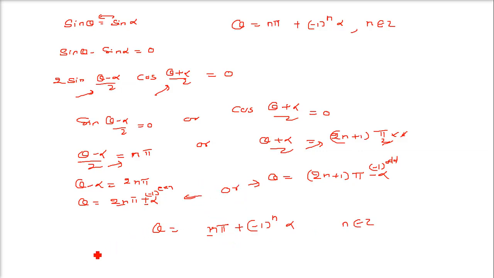Now if you talk about cosec theta equal to cosec alpha, you can just write it as 1 by sin theta equal to 1 by sin alpha, and this is equivalent to sin theta equal to sin alpha. So cosec theta equal to cosec alpha will also have the same general solution.